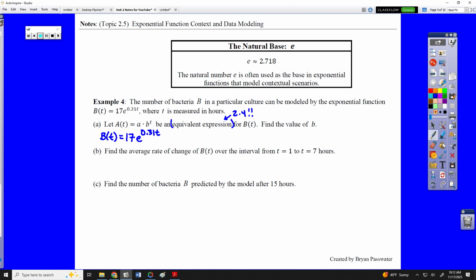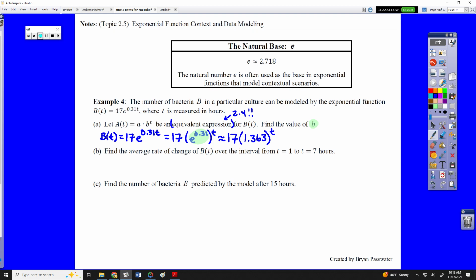That means my base is going to change based on the manipulation of e to the 0.31 t, where I'm going to break that t off using my power rule, and then I'm going to put e to the 0.31 into my calculator, because that value, e to the 0.31, that's b. That's going to be my new base. So I do that, and I get 17 times 1.363. And again, there's some rounding there. We're going to round that answer because it is the answer to this part, to the t value.